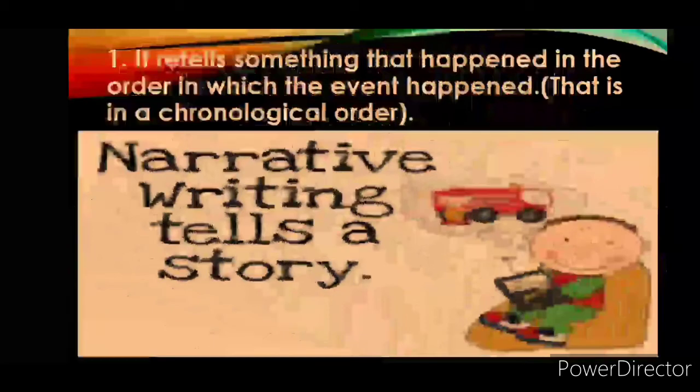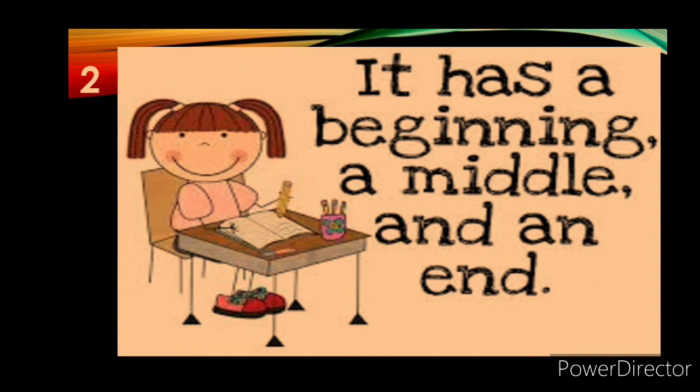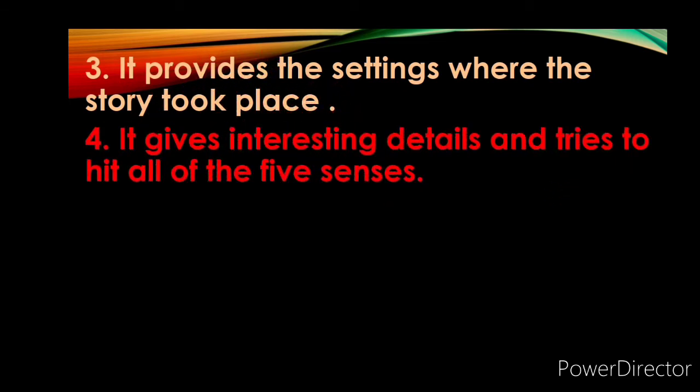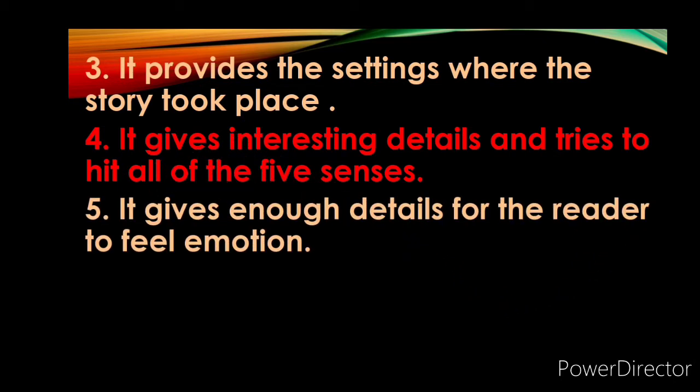Okay? The second one is that it has a beginning, a middle, and an end. I'm referring to the story. It must have a beginning, a middle, and an end. 3. It provides the settings where the story took place. 4. It gives interesting details and tries to hit all of the 5 senses. 5. It gives enough details for the reader to feel emotion. And 6. It teaches a lesson.